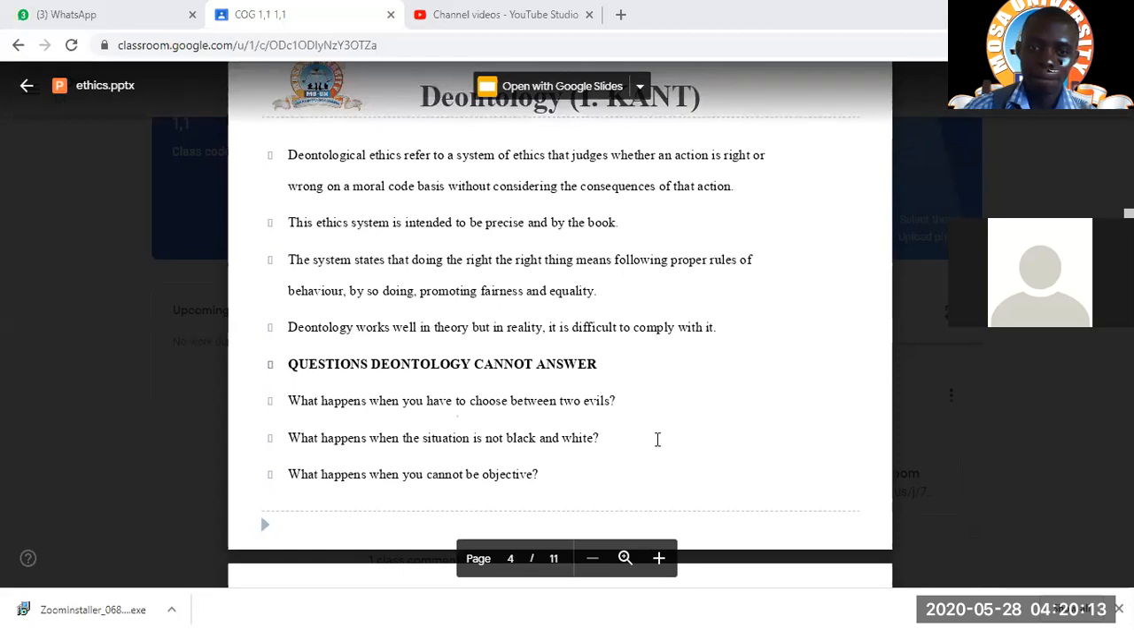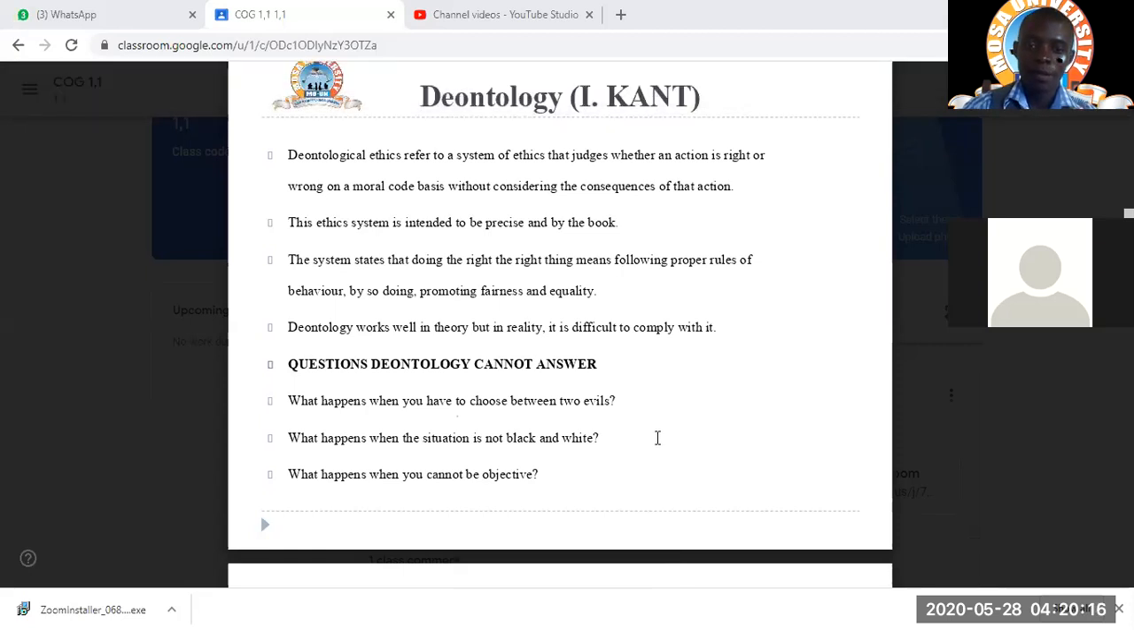The questions, the second one. What happens when the situation is not black and white? Black and white can mean right and wrong. Okay. So now, for instance, there's a question in the other slide. So when we look at that question, I'll be able to explain the meaning of black and white. Okay, but basically it refers to right and wrong. What happens if in your situation you must choose between two wrongs? That's what we're trying to say. Deontology talks about only two options, right and wrong. Now, what happens if the situation requires you to choose between wrongs only? That is what we mean by the situation is not black and white.